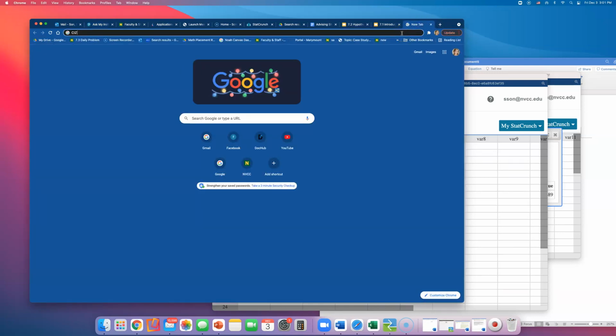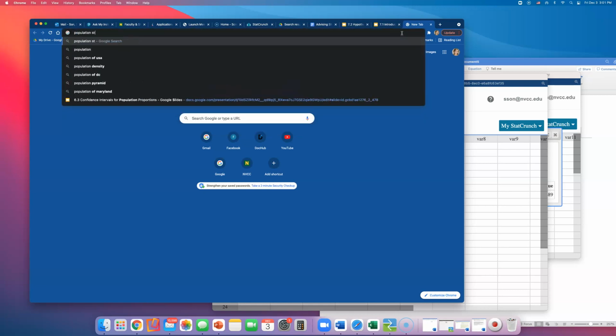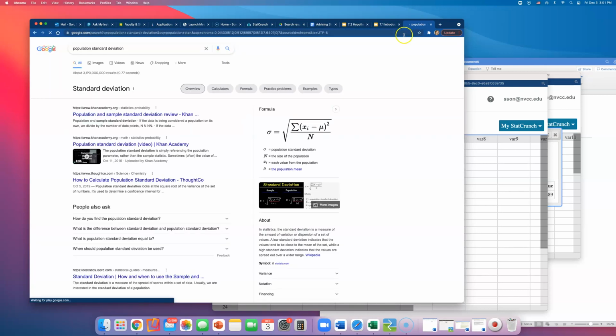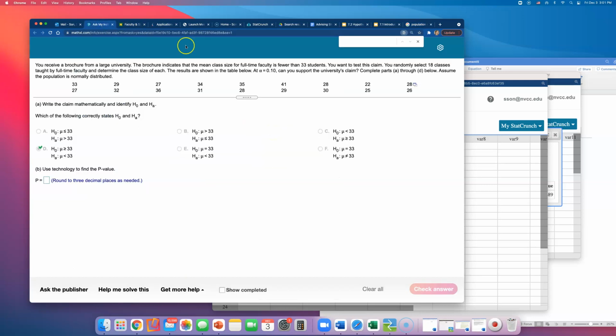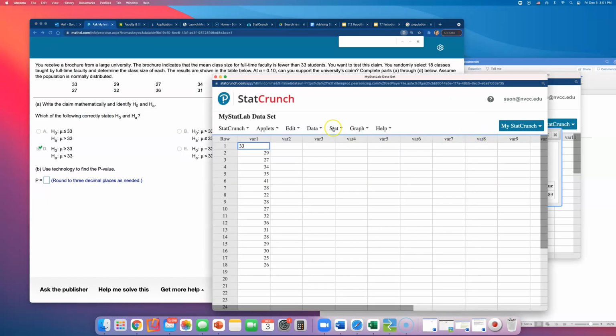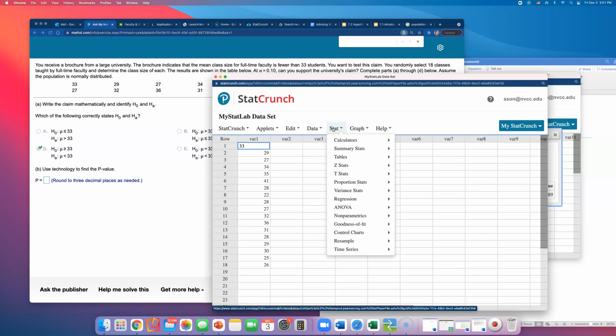They could have also given it to you as a symbol. All right, let me show you. Population standard deviation: if they give you this symbol, little lowercase sigma, then you will use Z-stat. They never gave you that, so you're going to go to T-stat. That's a very big difference that you need to recognize. If you have population standard deviation, go with Z-stat. If you don't have it, go with T-stat.